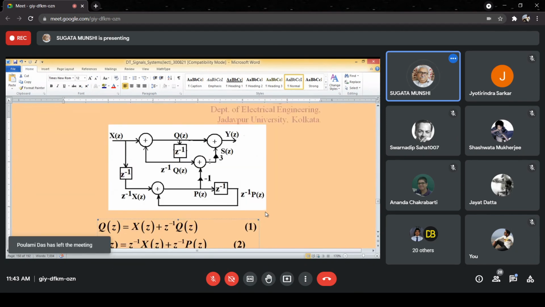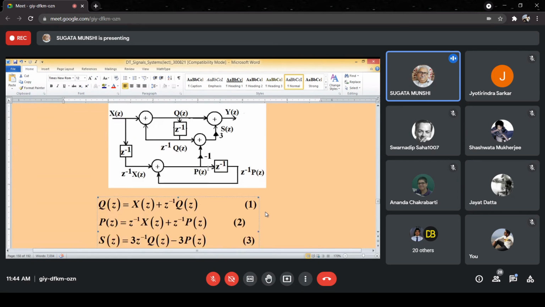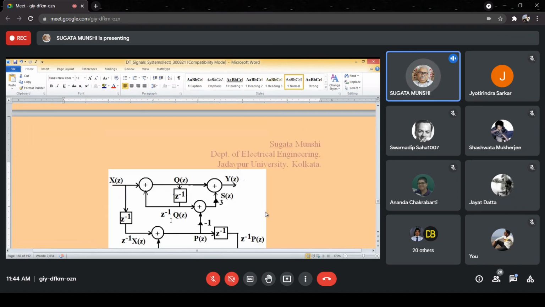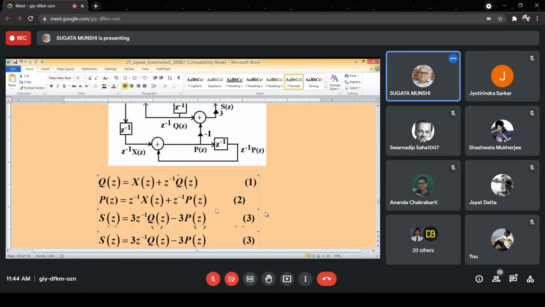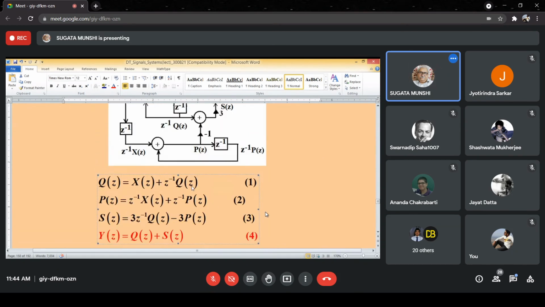All right. So that adds up to give the output here of the adder. That has to be multiplied by 3 to get S(z). So S(z) is 3z to the power minus 1 Q(z) minus 3 P(z). Is that clear? And Y(z) is simply Q(z) plus S(z). So just check whether these equations are all right or not.